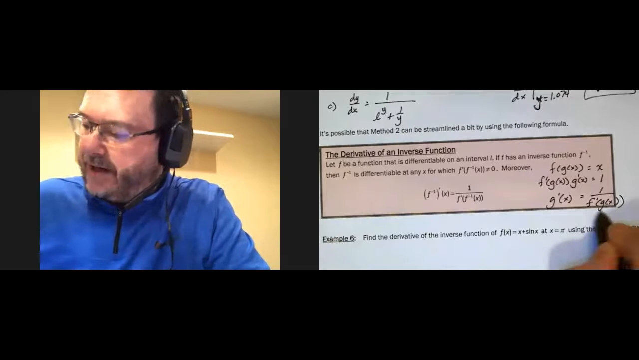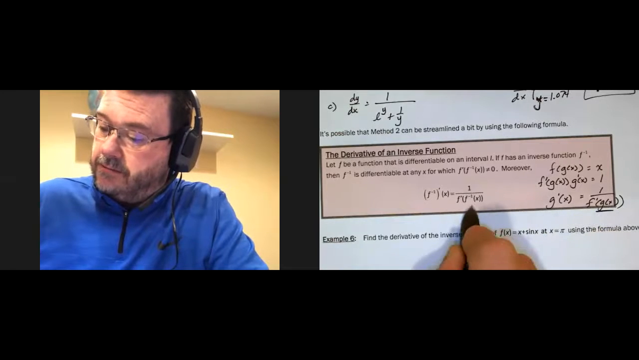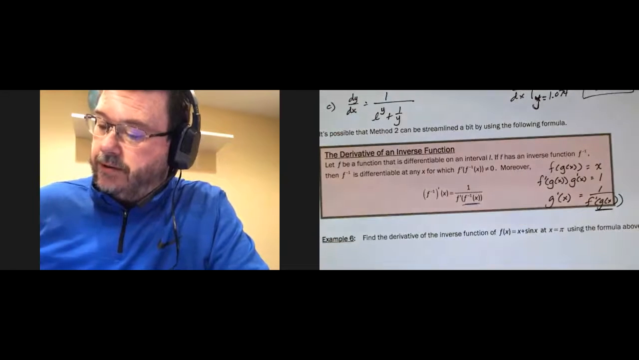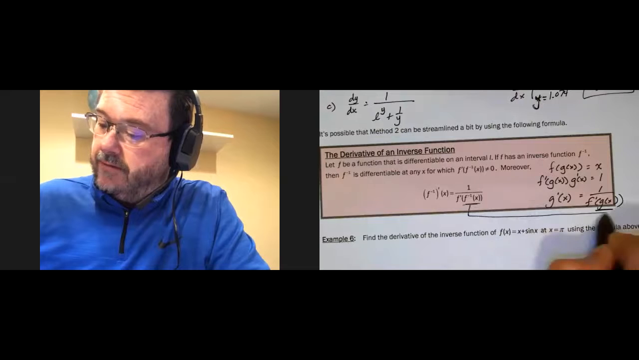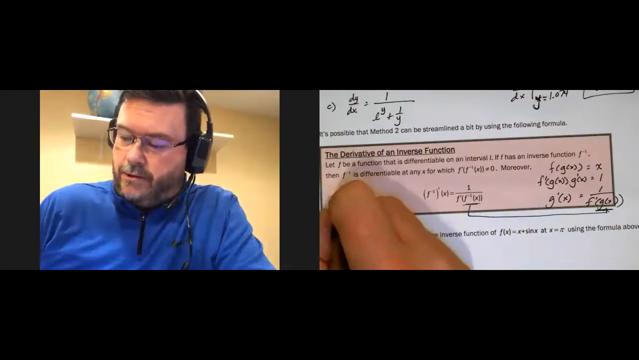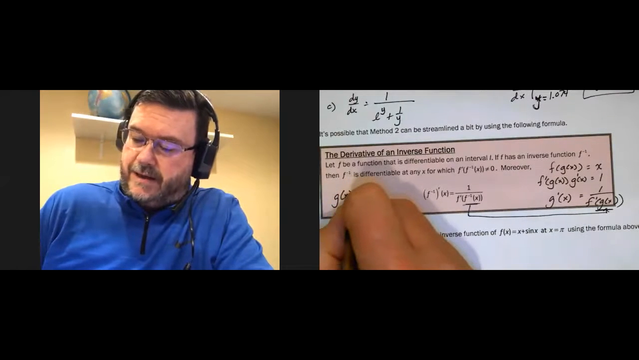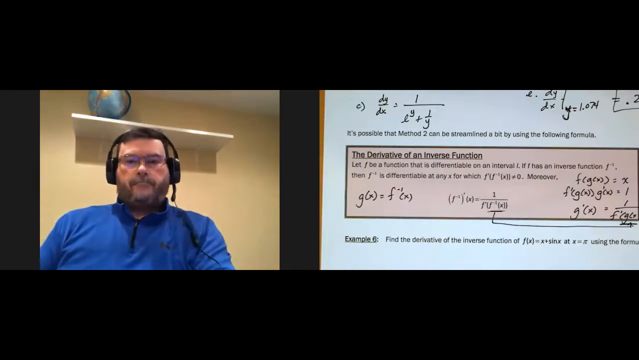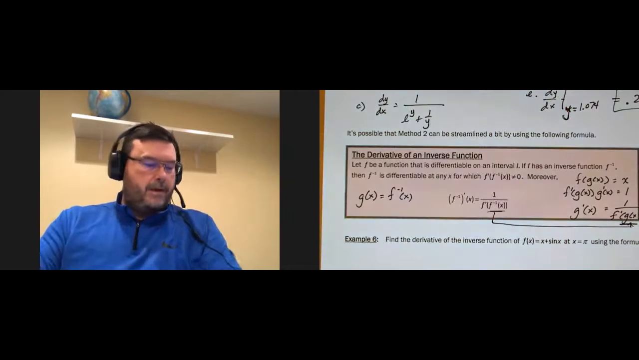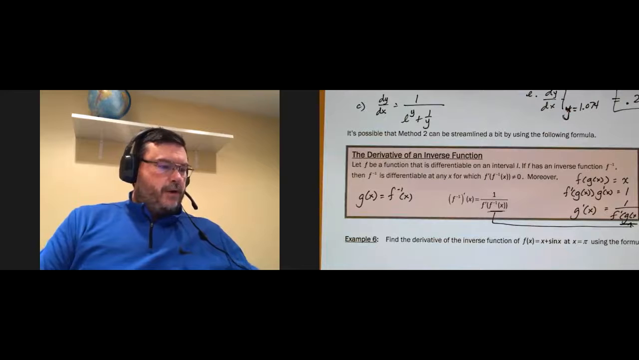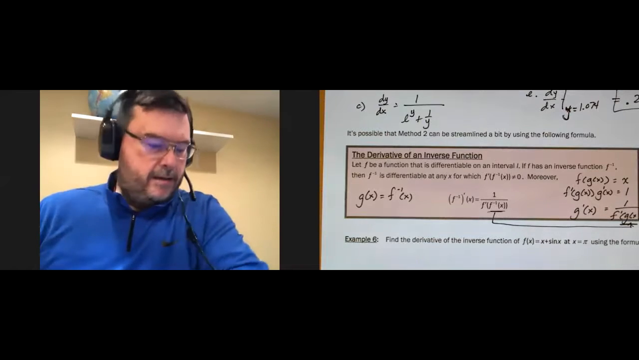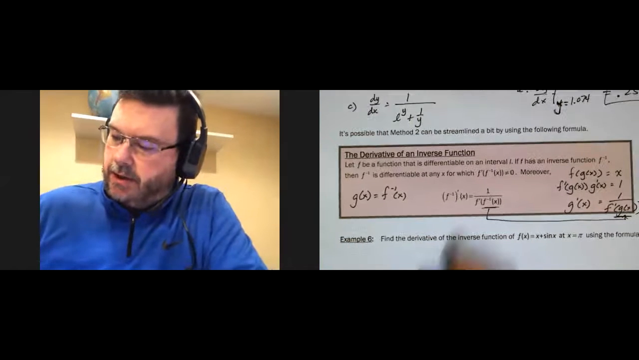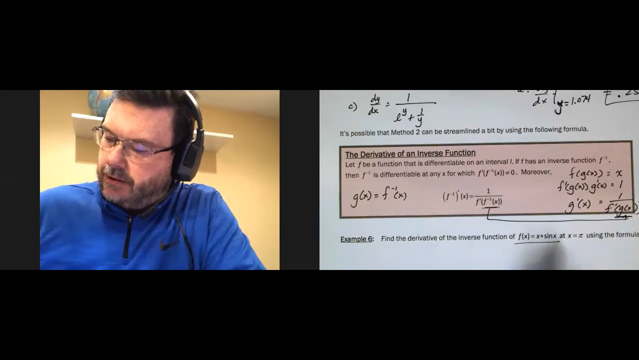So g of x is the inverse of that function. They will usually say that g of x is equal to the inverse of the function. Okay? So just make sure that when you're doing those, you're looking at that correctly. So let's use that in terms of this.